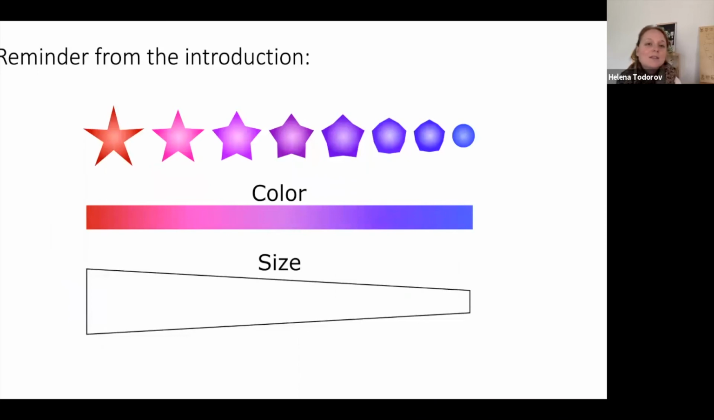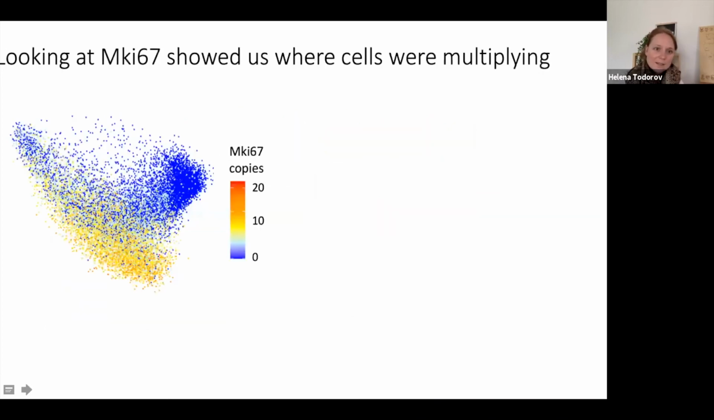As I mentioned in the introduction, a trajectory is very interesting because it also allows to identify features that make sense in this trajectory. In this case, for instance, we were able to identify MKI67. This gene is represented in this plot by its amount. So if a cell had a lot of copies of this gene, then it was represented in yellow or red. Whereas if the cell had no copies of the gene, then it appeared in blue.